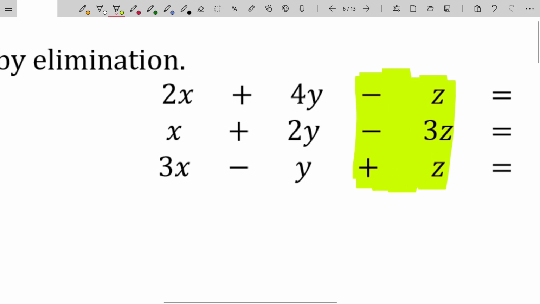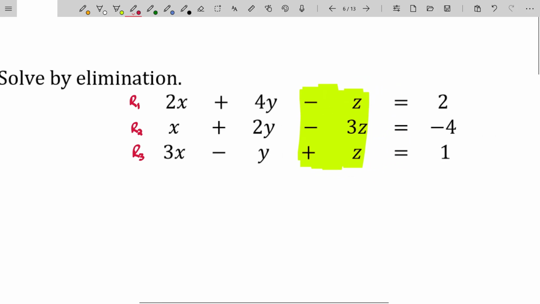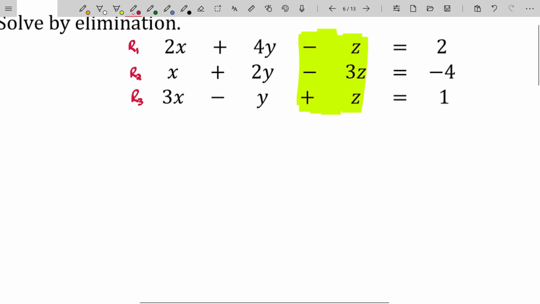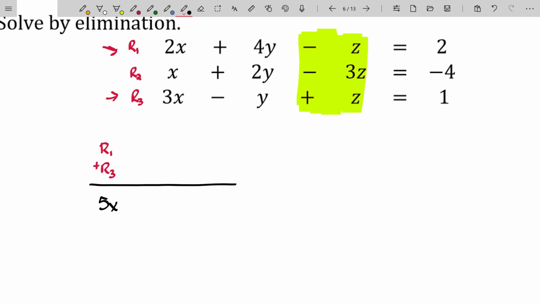Let me label these rows. I'll call this row 1, row 2, and row 3. That's just a placeholder for where they're sitting: first row, second row, third row. And to eliminate z, I'm going to add row 1 to row 3. When you do that, row 1 plus row 3, you will get the following. Adding those two rows, you get 5x, because 2x plus 3x is 5x. You have 4y plus a negative y, so in other words, you have 3y.